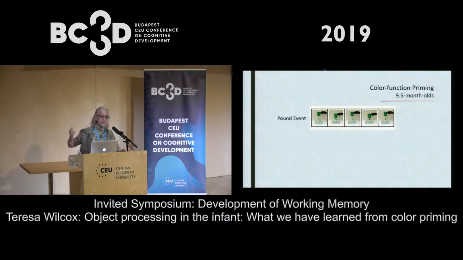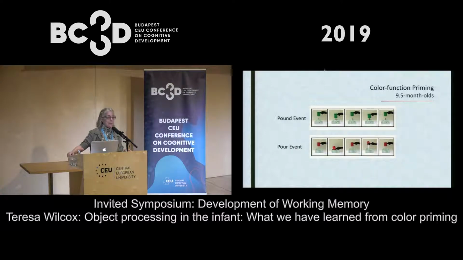So in one of our first color function priming studies that we did with 9.5-month-olds, we showed babies pairs of events. We showed babies pound events in which a green can pounded a nail, followed by a pour event in which a red can scooped and poured salt. So these cans, these objects with handles, are exactly the same in their form. The only thing that differs is their color and the function in which they engage.